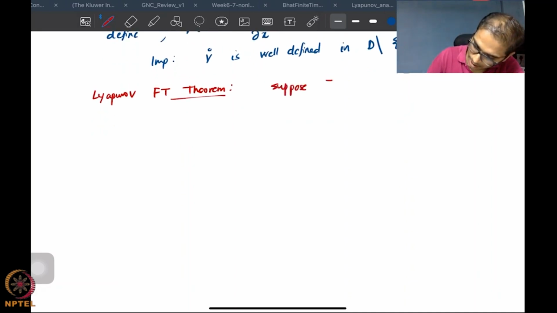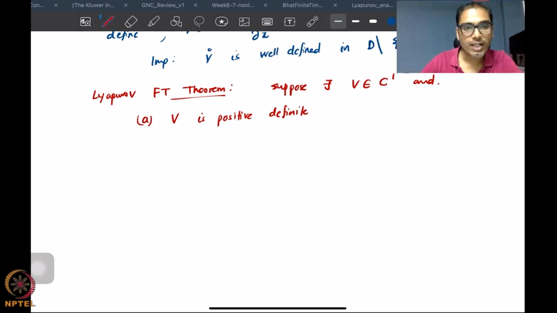Suppose there exists a V which is continuously differentiable and has the following properties. V is positive definite, right? This is a standard requirement. V is just seen as a function of some x. Therefore, we just need to verify the positive definiteness of V. We already know how to do this.